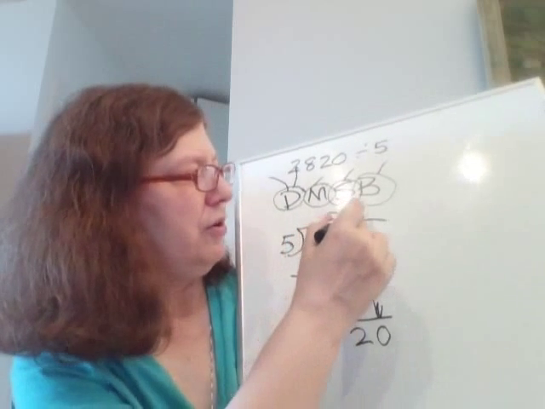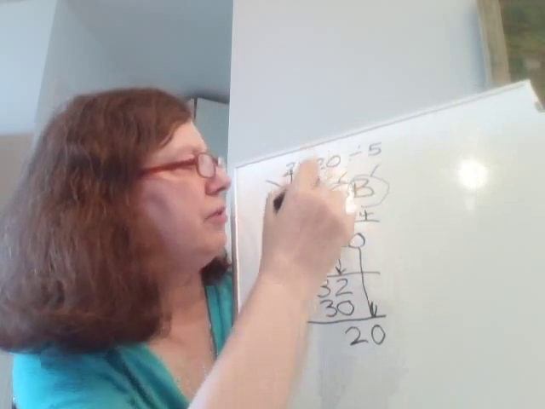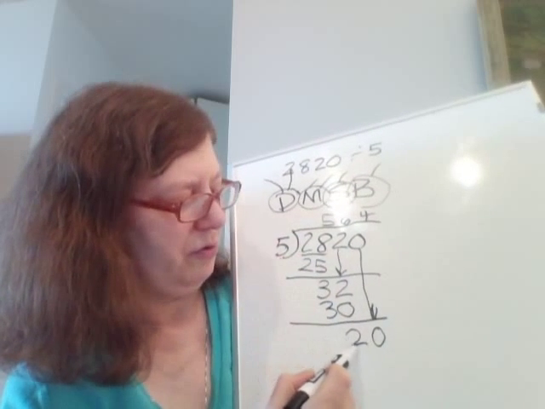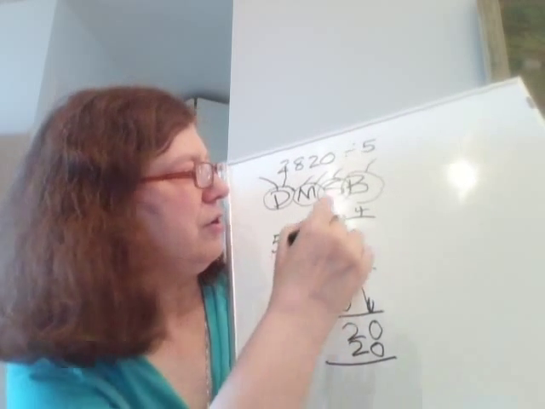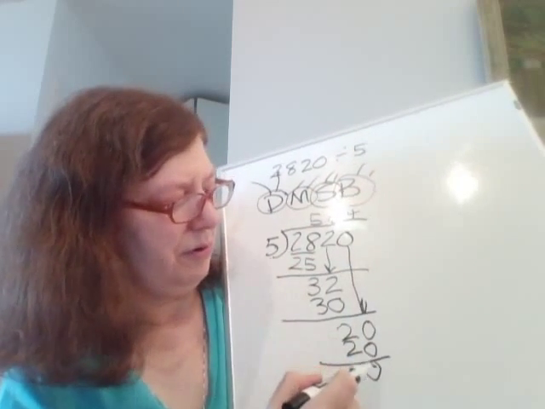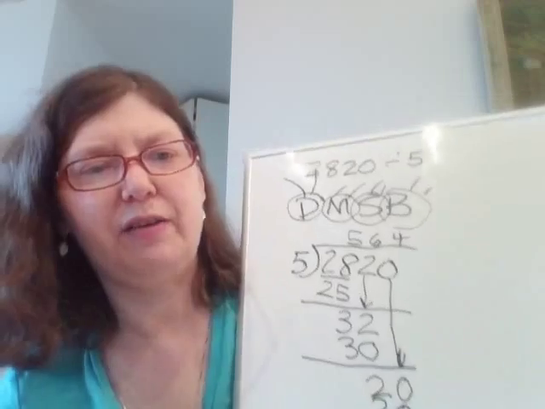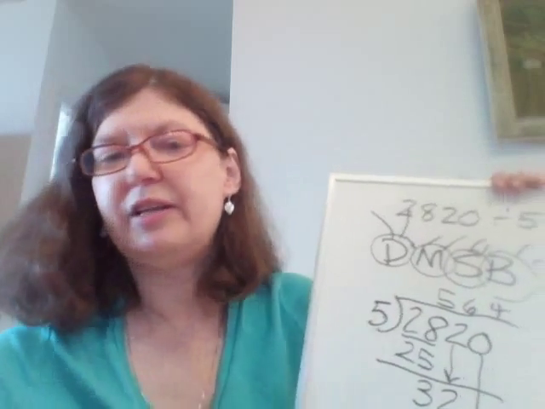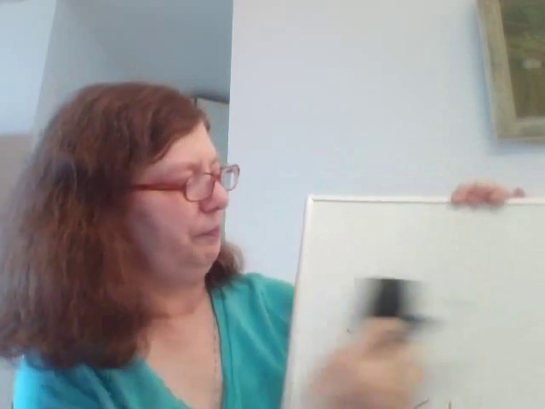5 goes into 20 4 times. Multiply. 4 times 5 is 20. Subtract, nothing. Bring down, nothing. We're done. 564. Now we're going to do that same thing in short division.